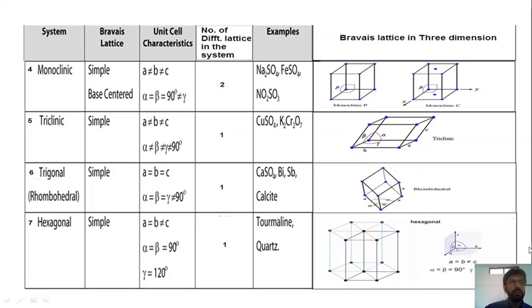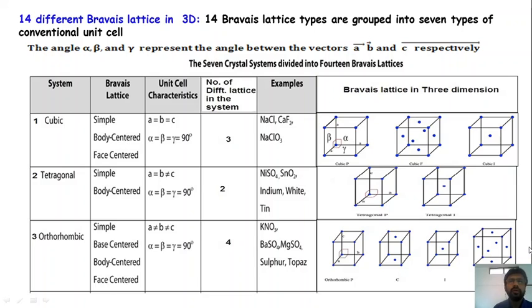So the Bravais system has 14 lattices grouped into 7 types. So you should remember these 7 groups, how many structures are included in each group, and also the condition of the fundamental vectors, and the angles between these fundamental vectors is very important.